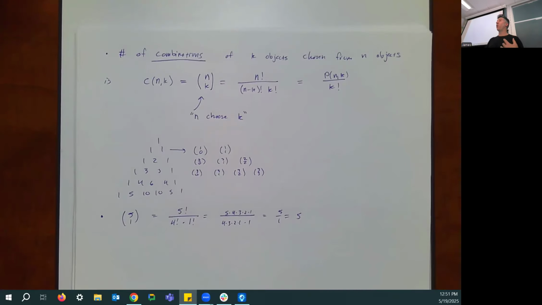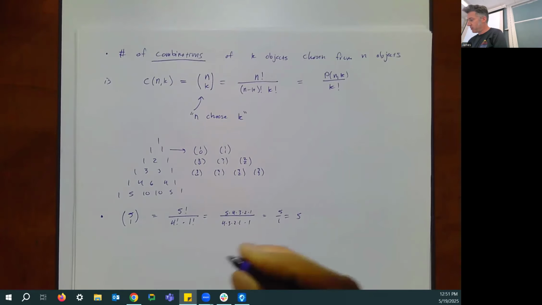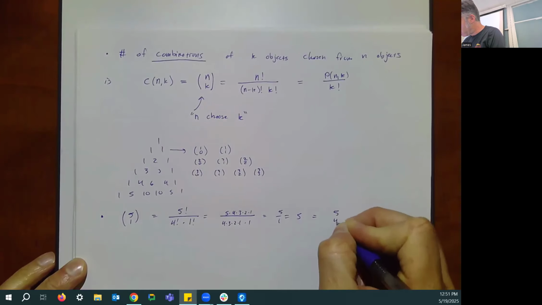Here's the point I think is interesting. It's also the same as 5 choose 4. The number of ways of picking 1 finger is the same as the number of ways of picking 4 fingers, because instead of picking 4 fingers, I'm really thinking about picking the 1 finger I'm not going to pick. I'm not picking my thumb. I'm not picking this one. I'm not picking that one. The number of ways I can pick 4 fingers is by picking the one I'm not picking. So this is also equal to 5 choose 4.